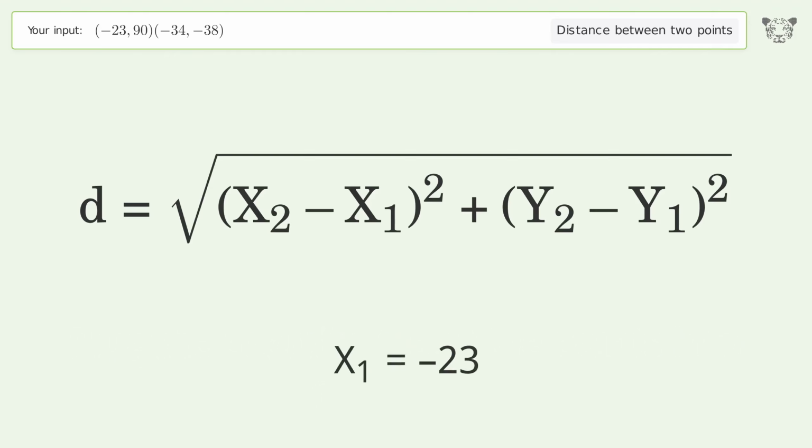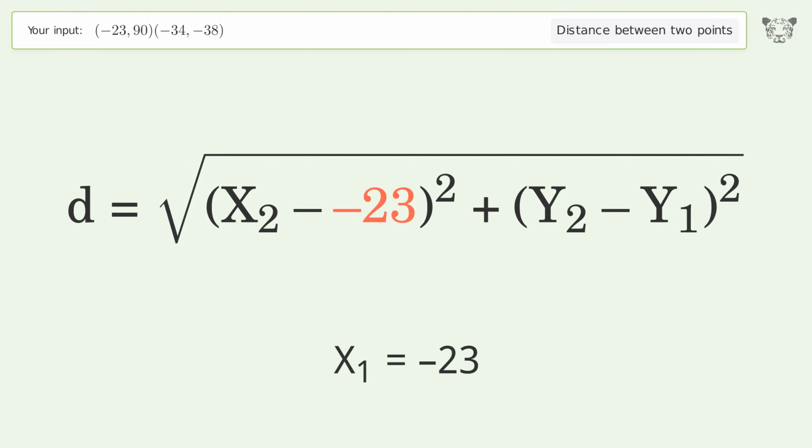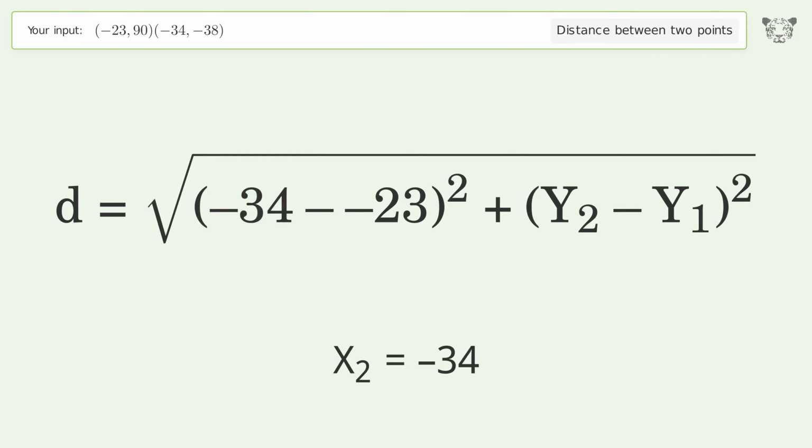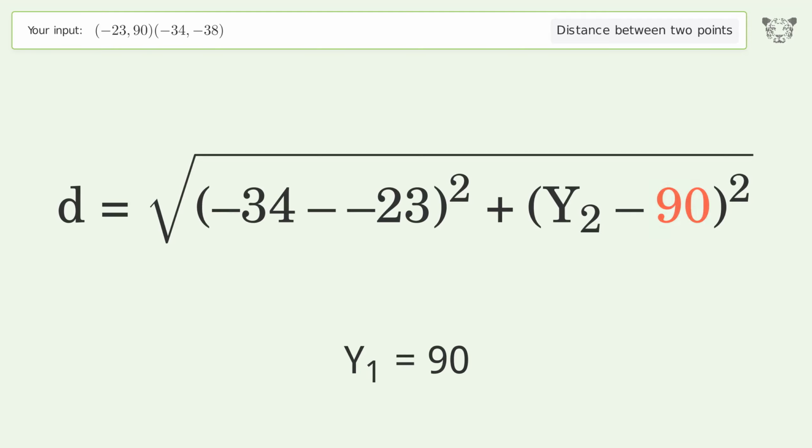x1 equals negative 23. x2 equals negative 34. y1 equals 90. y2 equals negative 38.